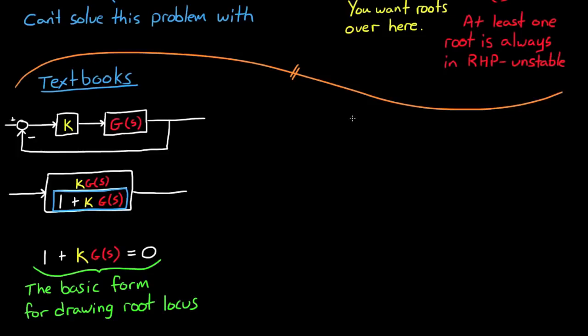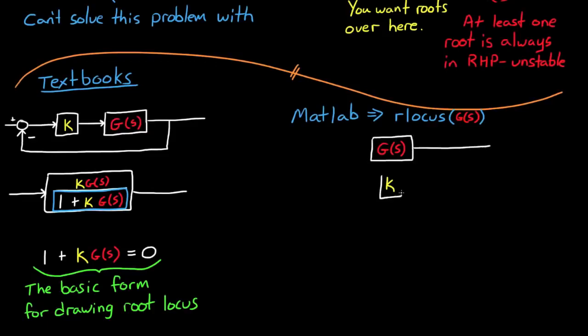And like I said, this is sort of the classic setup that you would see in textbooks. However, if you use Matlab to draw your root locus, with its built-in function rlocus, it draws its control system slightly differently. The difference is that when you type rlocus of g of s in Matlab, it places the gain in the feedback path rather than the feed-forward path.